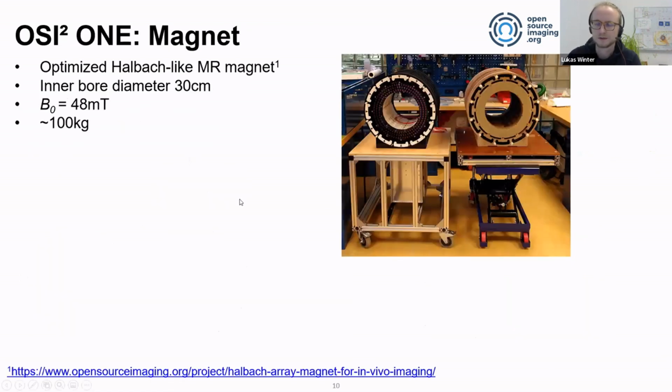And this is what has then been used for this low field project, so for this OSI² magnet. So this is a Halbach-like MR magnet. It consists of 4,000 of these 12 millimeter magnets. And this is, again, a nice work from Leiden. And you can see, under this link, there's more information on how the design is being done. It has an inner bore diameter of 30 centimeters and a B0 field strength of around 50 millitesla.